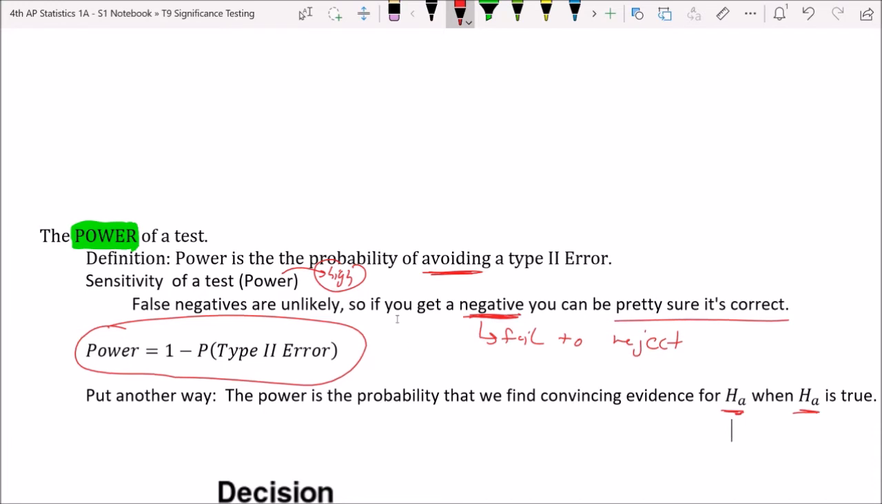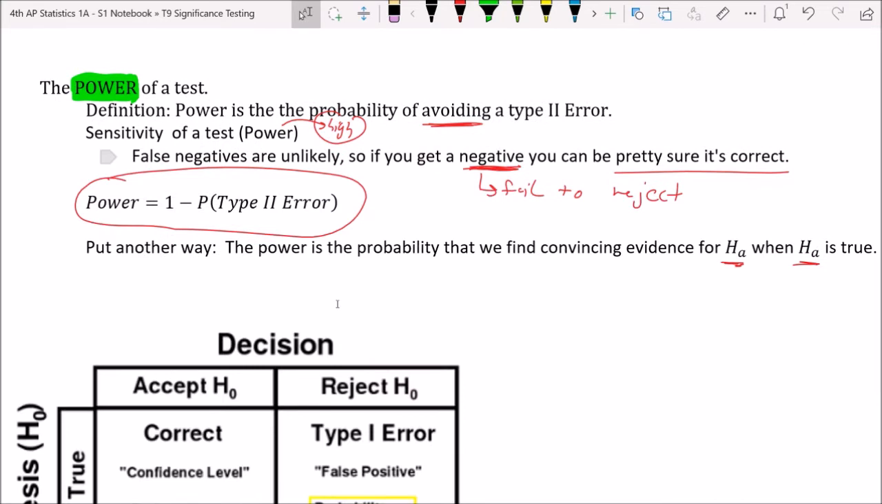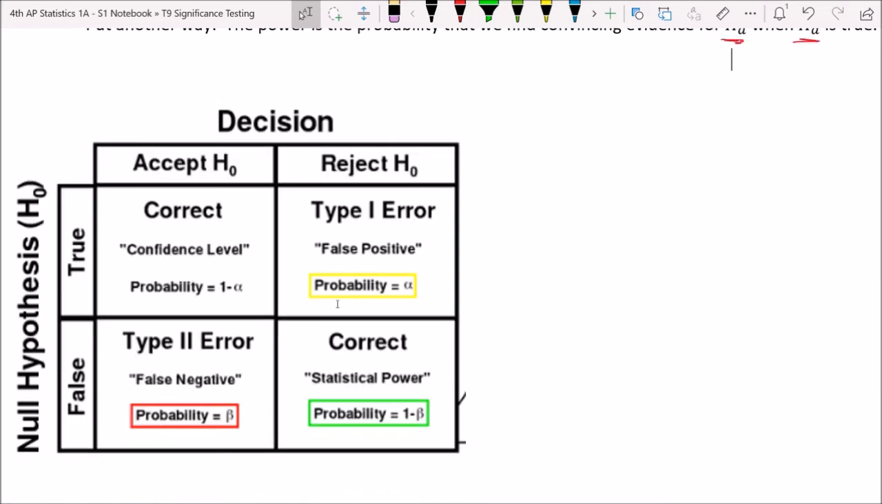Okay, so that might seem like a lot of stuff. I think this table can summarize a lot of the things that we've learned in the last 2 lessons. Okay, and here it is. The only issue that I have with this table is right here. It says accept the null.